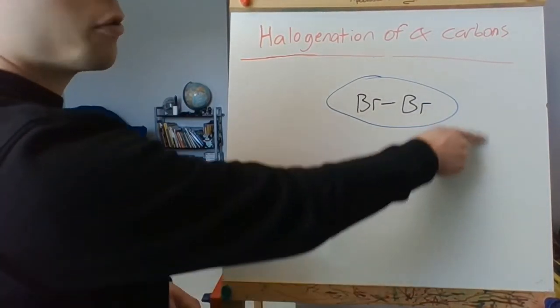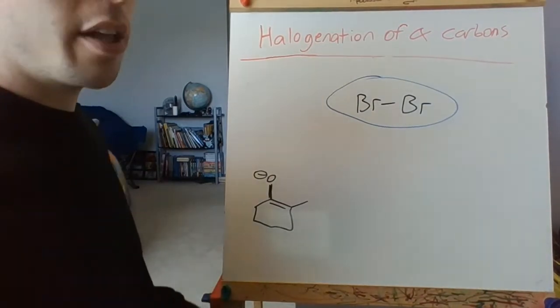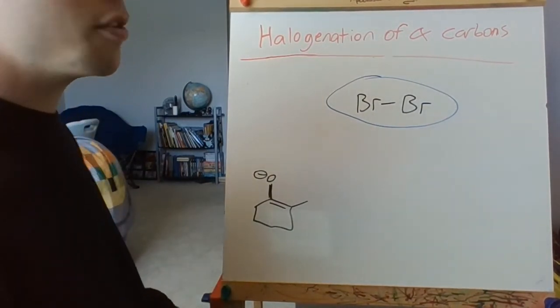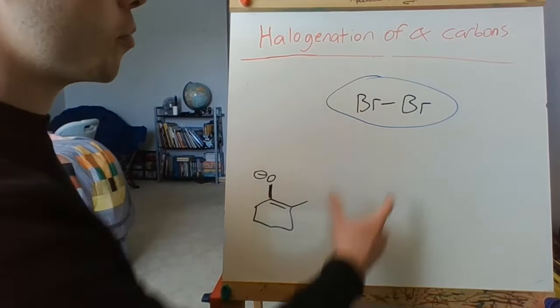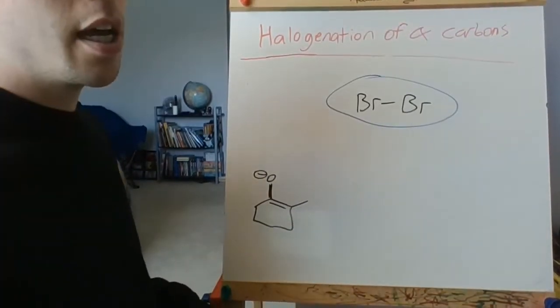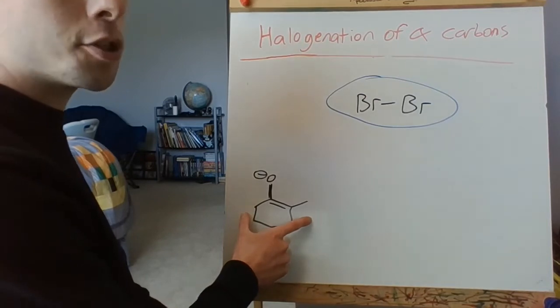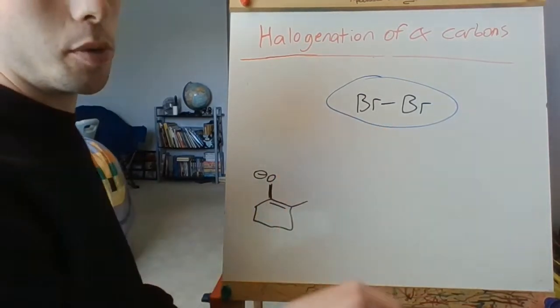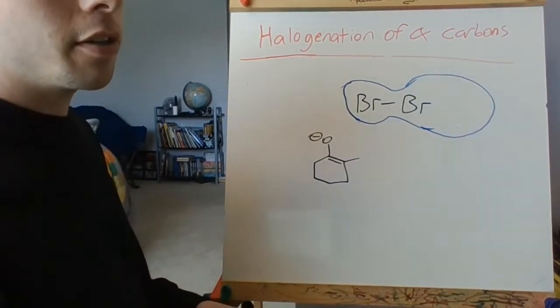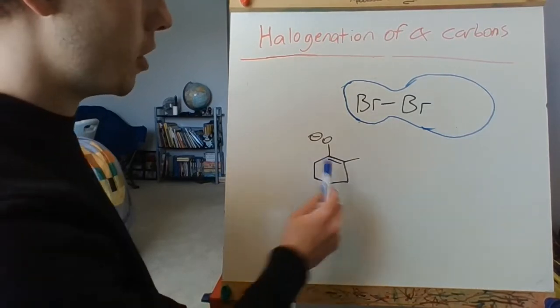This blue circle up here around the bromine represents the electron cloud, and so I've tried to show that they are evenly distributed between the two atoms. And then let's see what happens as our electron-rich species approaches the bromine. So now our enolate's moved a little bit closer. It's gone from here to here.